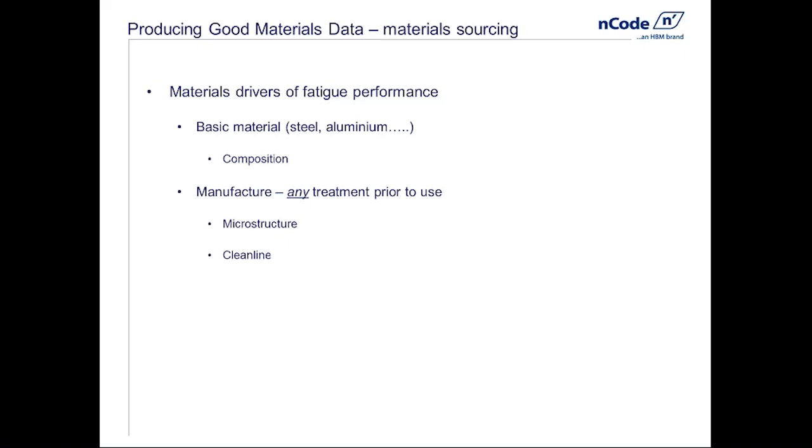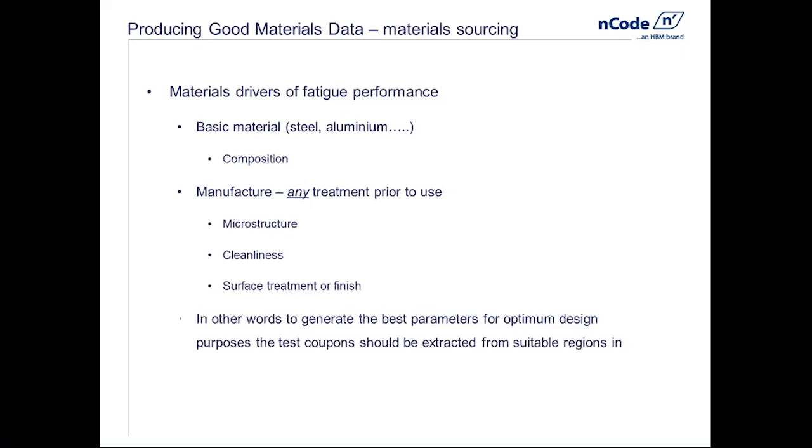Part of the influence, of course, is the cleanliness. So if it's a good clean alloy with no crud and mess in it, then we're in with a good chance of having a very good fatigue response. And finally, the one that always catches one out is the surface treatment or finish. That has a very big effect, and the stronger the material, the bigger the effect is. So your conclusion, of course, is, in other words, to generate the best possible parameters for optimal design, the test coupon should be extracted from suitable regions in the actual component.